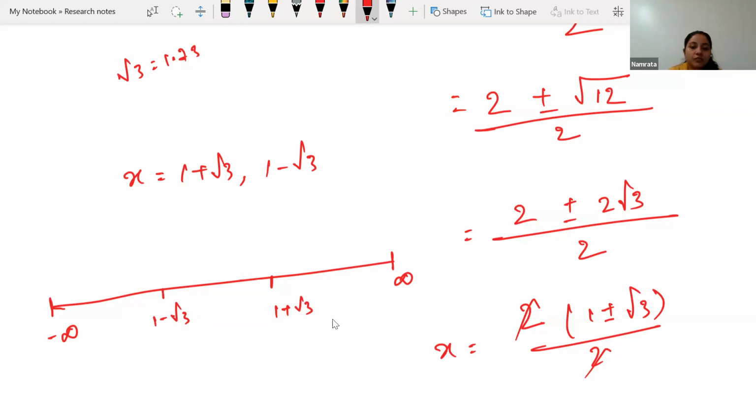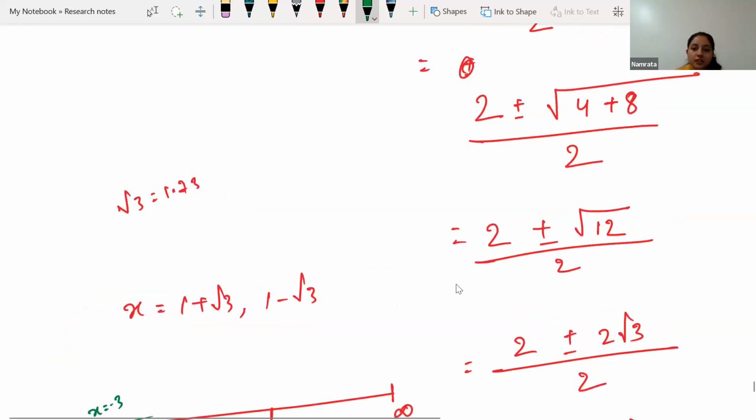So for the test point, let's check this part first, the extreme left, starting from negative infinity. If we check over here, we'll be checking our f dash x, that is, whether our dy by dx is greater than 0 or lesser than 0. So here 1 minus root 3 means 1 minus 1.7. If we take the test point as negative 3 maybe, we need to check dy by dx.